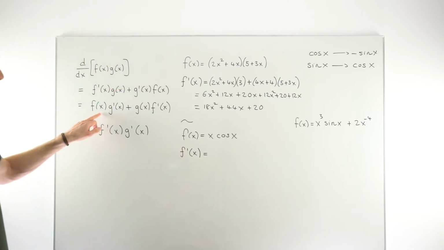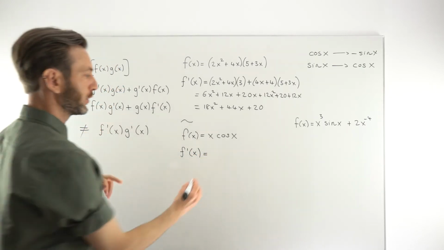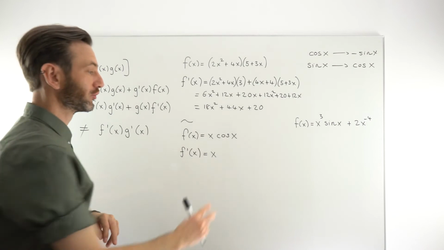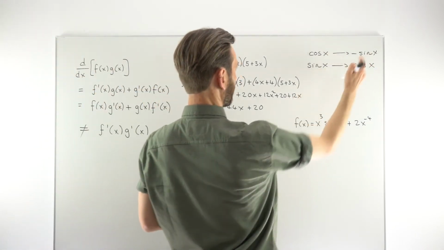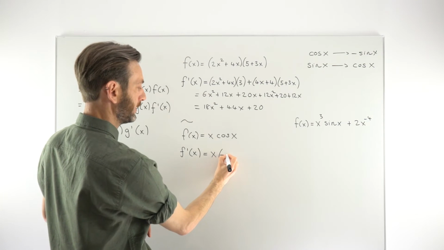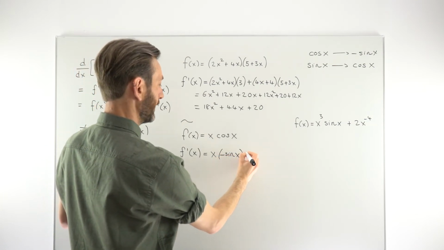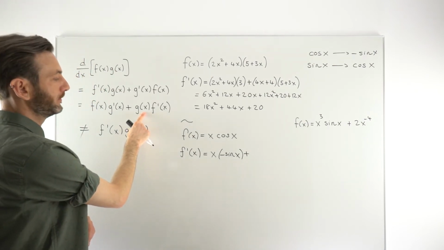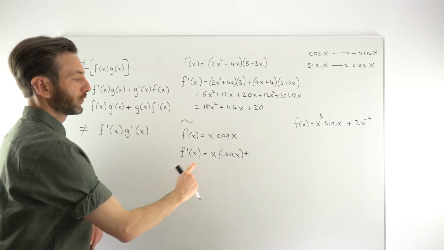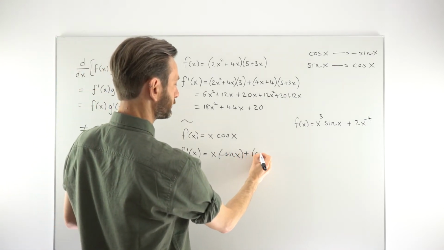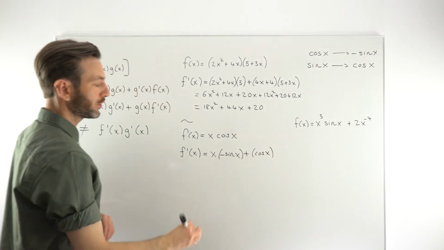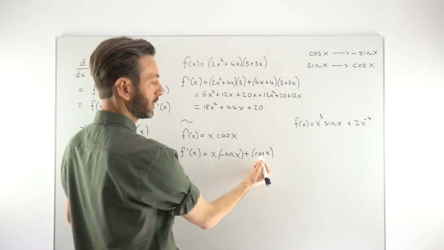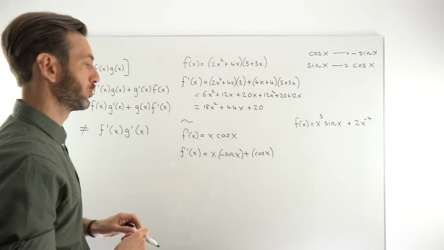Okay, so again, we'll probably use this format, which says just leave your first function alone. So the first function here is just x, and then we're going to multiply that to the derivative of cosine x. The derivative of cosine x is negative sine x, so we use a bracket. Negative sine x, and we're going to add to that the derivative of the second function times the derivative of the first. So the second function is cosine x. The derivative of the first function, which is the derivative of x, is just 1.